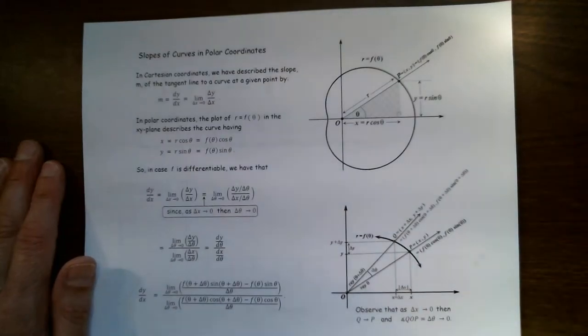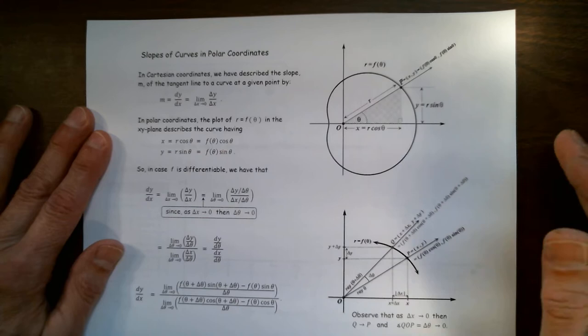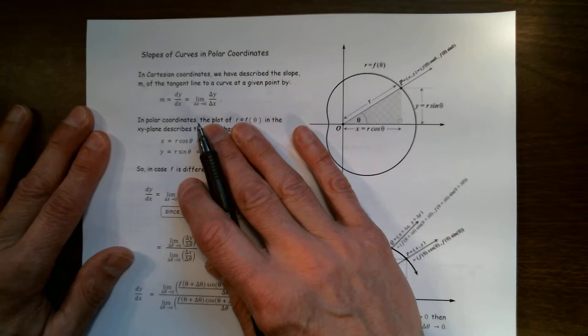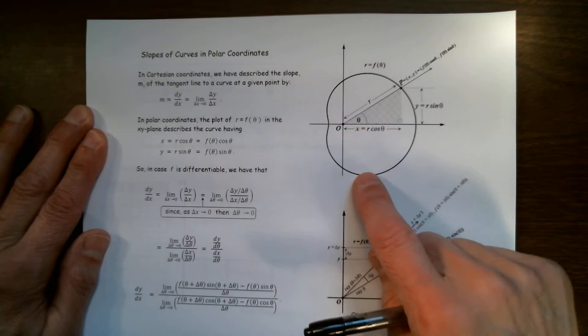So today we'd like to discuss slopes of curves that are described in polar coordinates. And our goal is to obtain a formula for the slope that's given purely in terms of the variable theta. In other words, we wish to not have to convert the equation of our curve to xy coordinates to simply find the slope of the curve at a given point.